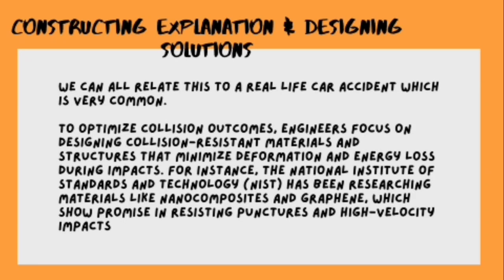Based on the experiment, we can relate this to a real-life car accident, which is very common. To optimize collision outcomes, engineers focus on designing collision-resistant materials and structures that minimize deformation and energy loss during impacts. For instance, the National Institute of Standards and Technology has been researching materials like nanocomposites and graphene, which show promise in resisting punctures and high-velocity impacts.